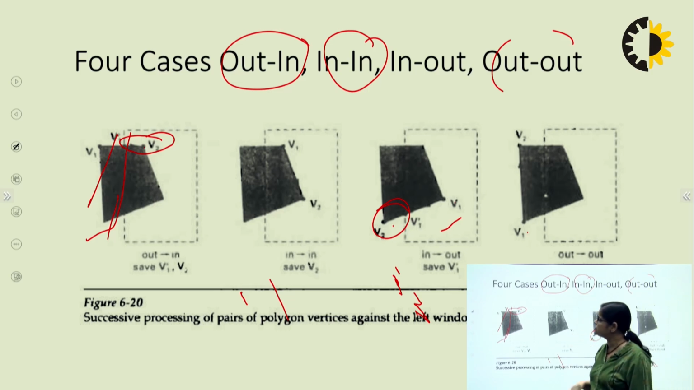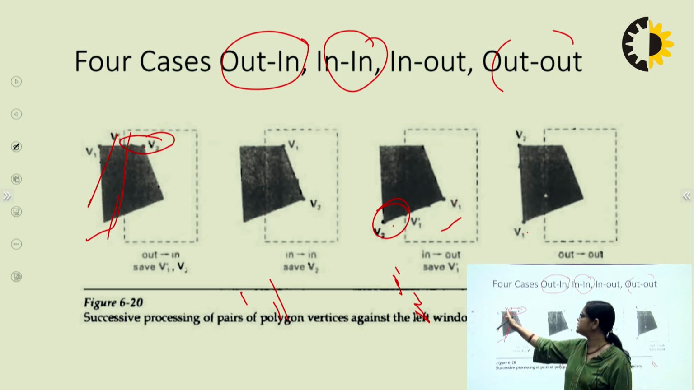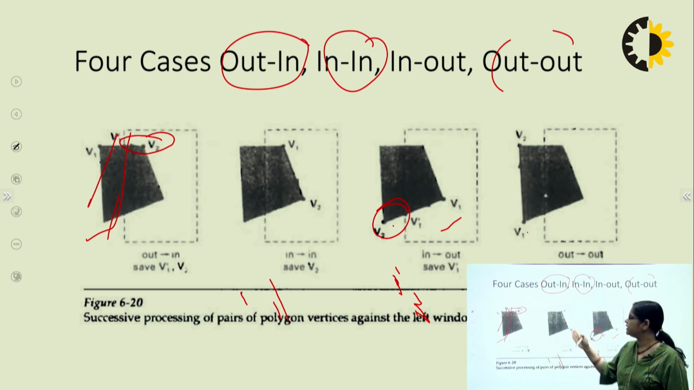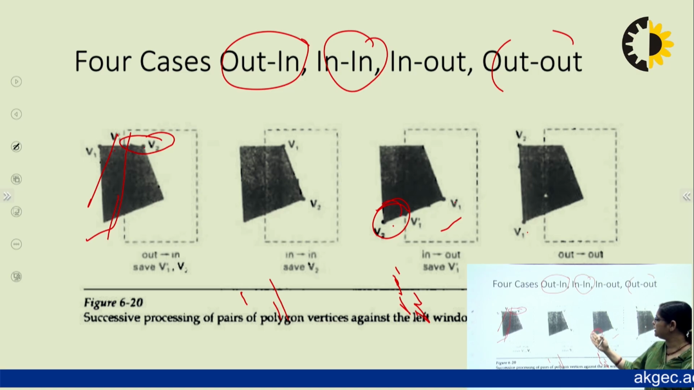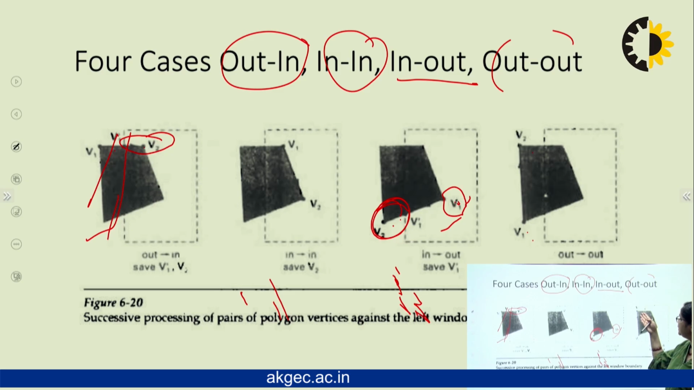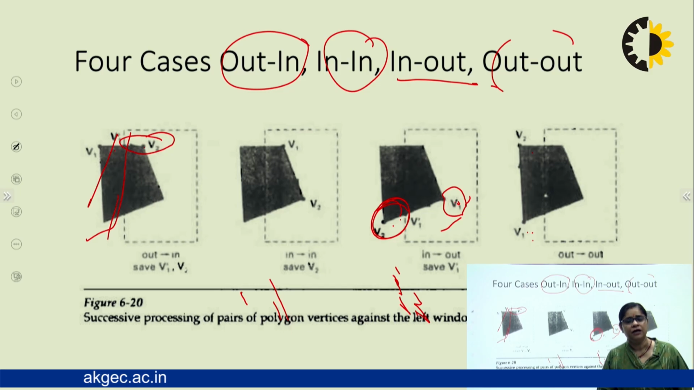Why are we taking this? If you see, this is V1 and V2. We always start with the vertex V1. So V1 is out and V2 is in. That's why I am saying out in. Here V1 and V2 both are inside the polygon. That's why we are saying in, right? Here, V2 is the second one, and we will always start with V1, so it will be in and out, right? Here V1 and V2 both are out. That's why I am saying out. So this is what the Sutherland-Hodgman algorithm is about.